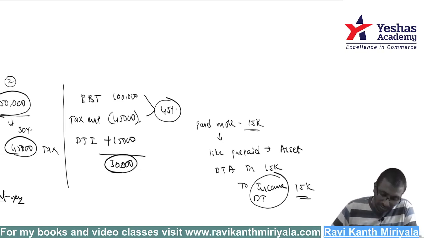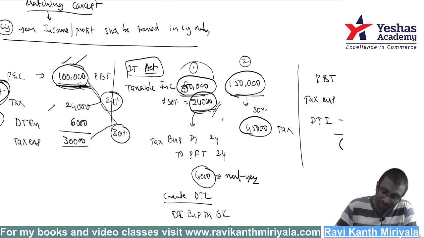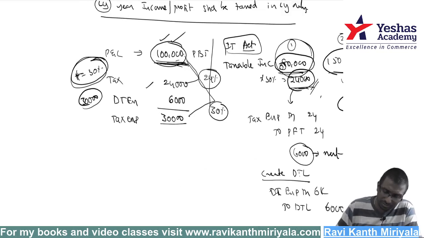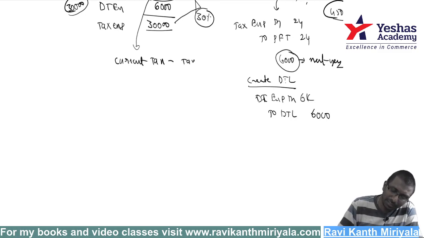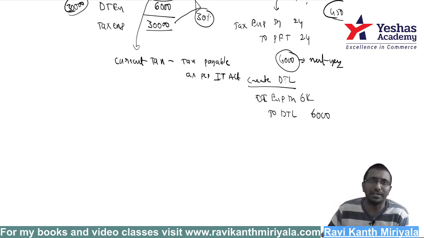Got it? Right. Sir, why are these differences coming, sir? Why is my profit as per the P&L 1 lakh, as per the tax it is 80,000 or 1,50,000? What are the reasons? Okay, right. First, the 24,000 whatever is there, we call it current tax. What do we call? Current tax. Sir, what do you mean by current tax? Current tax means tax payable as per the Income Tax Act. Tax payable as per Income Tax Act is current tax.